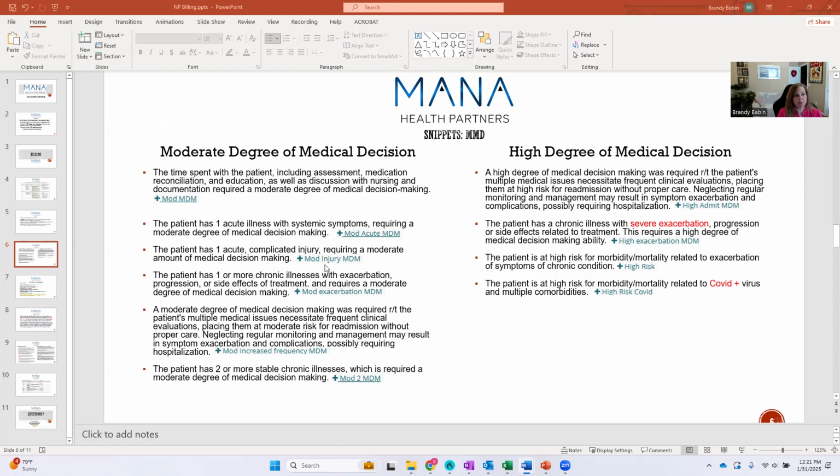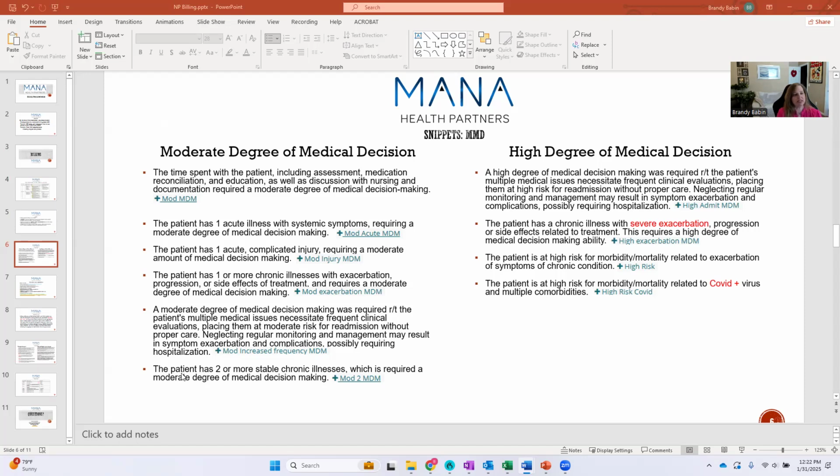This patient right here, moderate injury, MDM. So this is saying that the patient has one acute complicated injury. In parentheses, I would write right ankle pain. If they twisted their ankle, they've got swelling, they've got bruising. Now we're doing an x-ray on it and they can't bear weight. So we've got an injury and that it requires a moderate degree of medical decision making. We haven't sent them to the hospital. They don't need to be sent to the hospital at this point. We're going to work them up in-house. So it's a moderate. So we're just going to put behind complicated injury in parentheses, right ankle pain or left hip pain, whatever the injury would be.